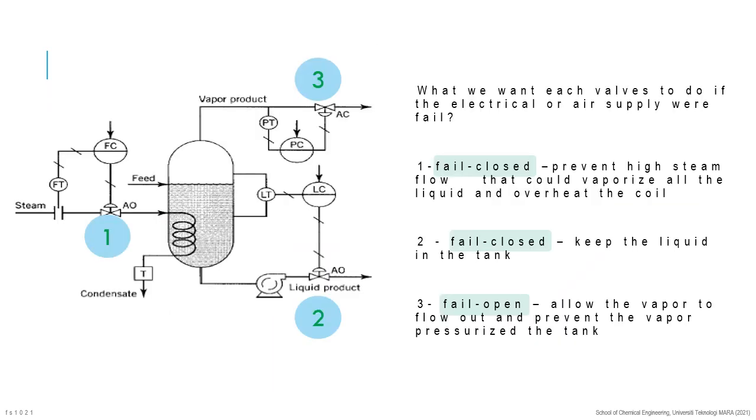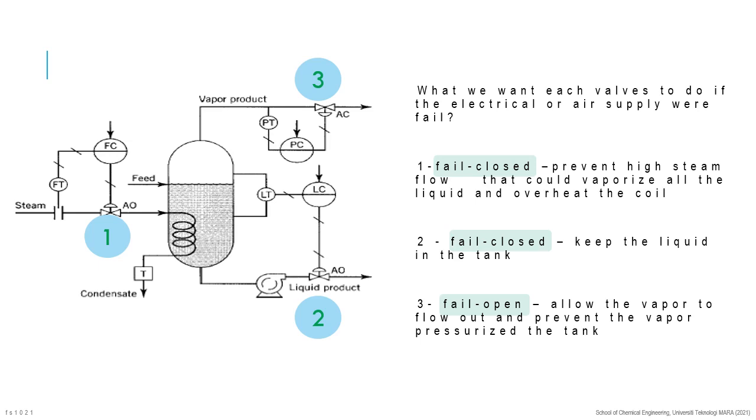To illustrate the selection of the action of control valve, let us consider the flash drum shown in the figure. Steam is condensed in a coil to partially vaporize the liquid feed and separate its components into vapor and liquid products. There are three valves in this example, one on the steam line to the coil and one on each of the liquid and vapor products. The valve on the liquid product controls the level in the tank, and the valve on the vapor product controls the pressure in the tank.